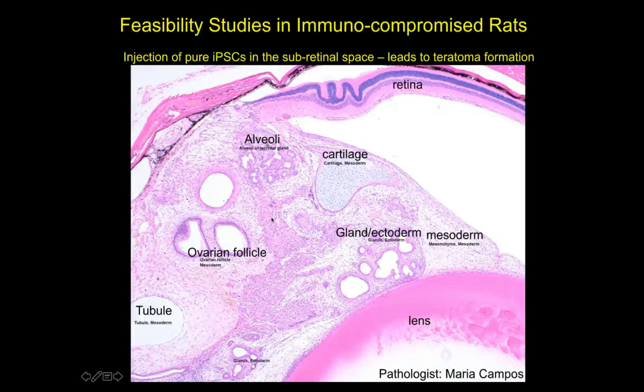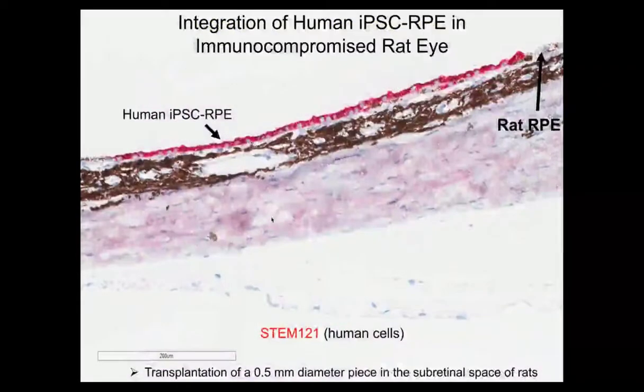Here's an example of actually pure iPS cells injected in the subretinal space, leading to this massive teratoma, pushing the lens out, and you can see all the 3 germ layers identified in this teratoma. But in contrast, when we transplant an iPS-RPE patch, it just completely integrates into the back of the eye, doesn't lead to any tumor or teratoma formation.